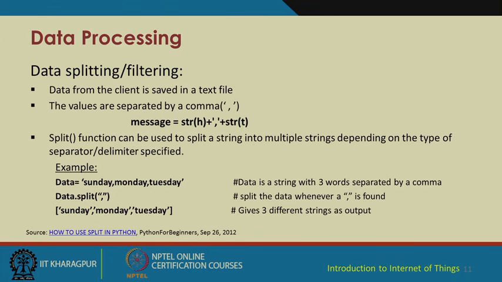For example, suppose we take a data string as, within single quotes, we assign Sunday, Monday, Tuesday, or it can be any other data string separated by a delimiter. Over here the delimiter is a comma. Now when we call this data.split function and specify the delimiter in the arguments, you'll see the result will be individual substrings Sunday, Monday, Tuesday. We input the data as a single string, but we get the output as individual data strings.